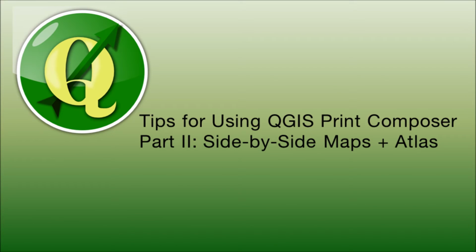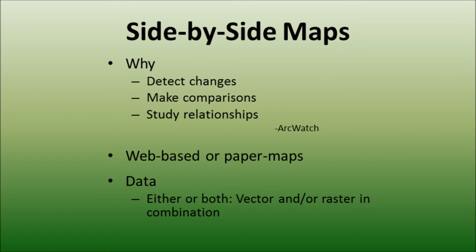In part two, we'll look at how to create side-by-side maps as well as create an atlas or map book. So why create side-by-side maps? Well, a brief article in ArcWatch highlights three key reasons: to detect changes, to make comparisons, and study relationships. They can be web-based or paper, we'll focus on paper, and they can use either vector or raster data.